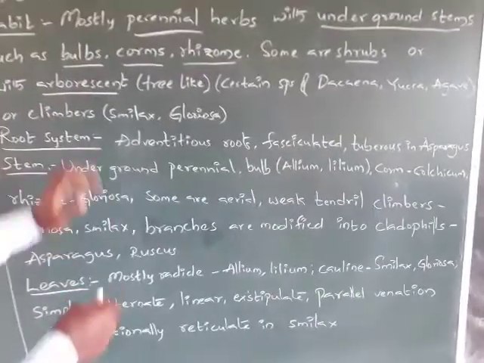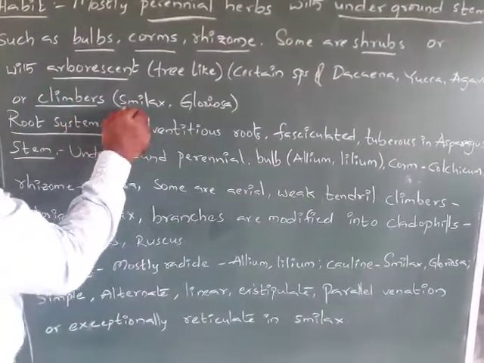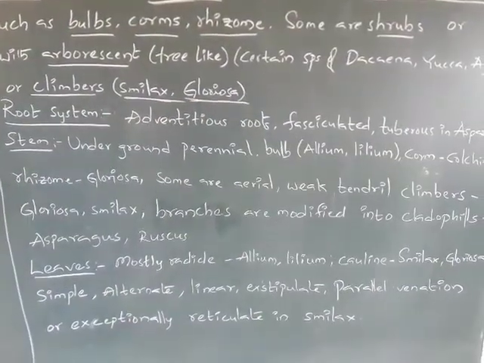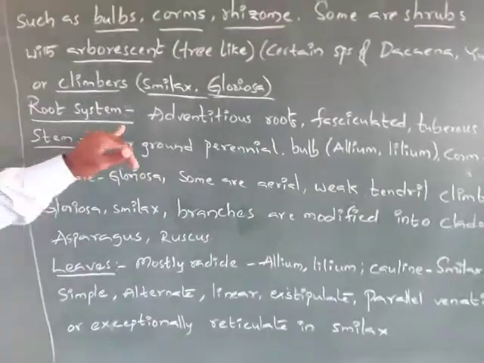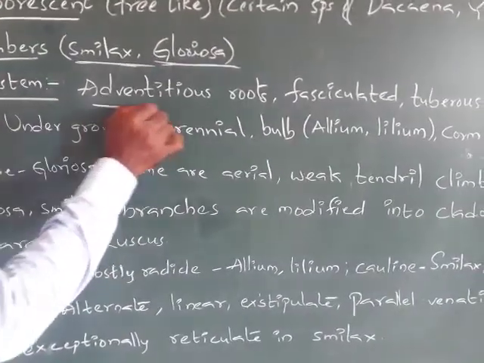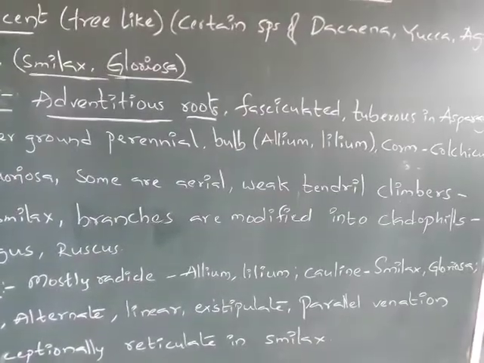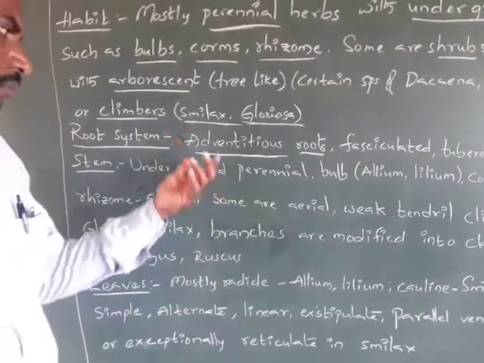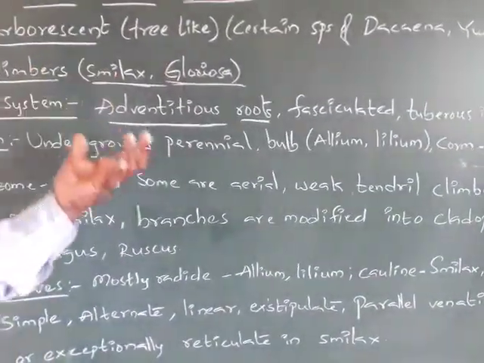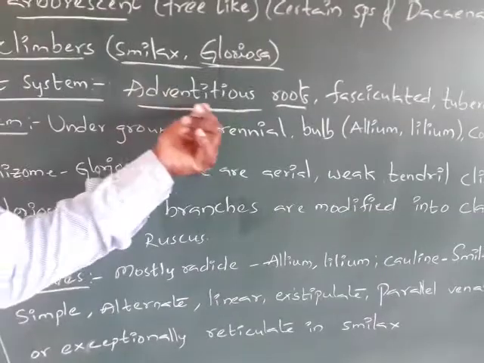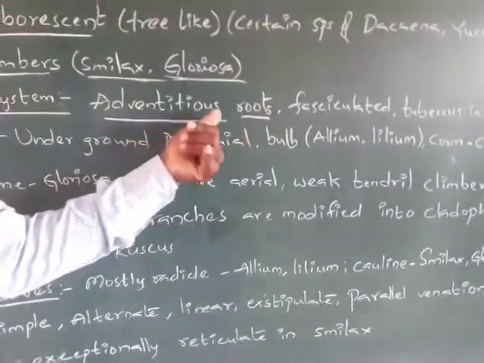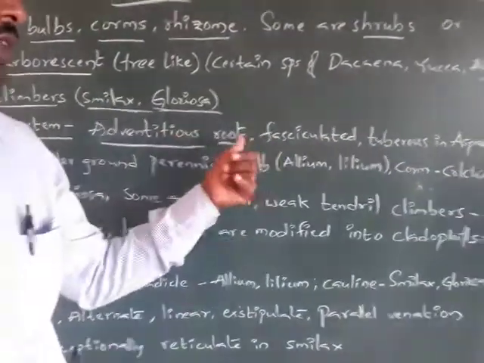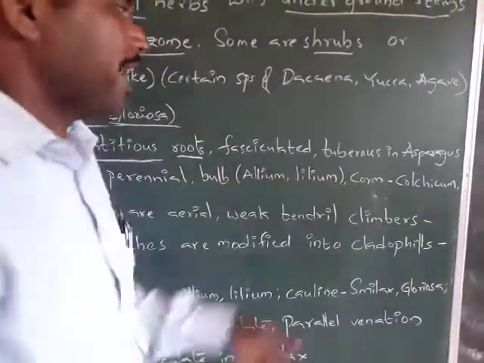Some are climbers, like Smilax and Gloriosa. Next is the root system. The root system is an adventitious root system, not a tap root system, because these plants come under the monocotyledonous family. So here it is adventitious roots only, and they are fasciculated and tuberous in asparagus.